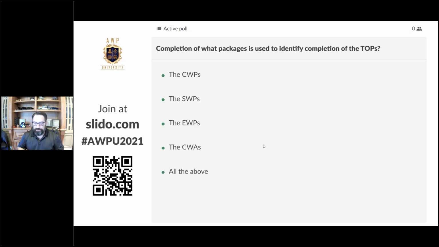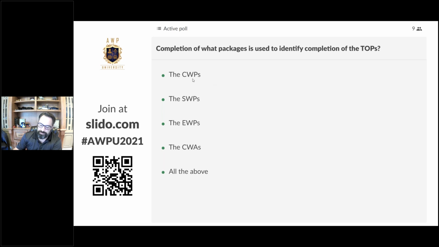All right. Completion of what packages is used to identify completion of the turnover packages? Okay, is it the CWP? Well, it wouldn't be a CWP for the completion of a turnover package because a turnover package typically follows system boundaries or portions of system boundaries. And therefore, as we put together a turnover package, a CWP is a geographical reference, and there might be multiple CWPs required to identify the completion of a turnover package, and it's typically not identifying completion of a turnover package.